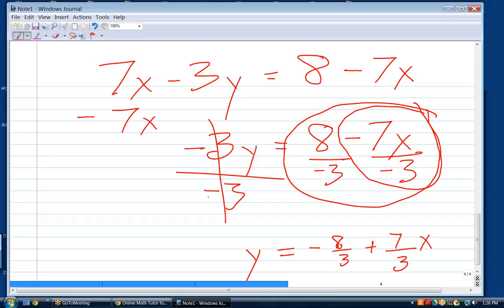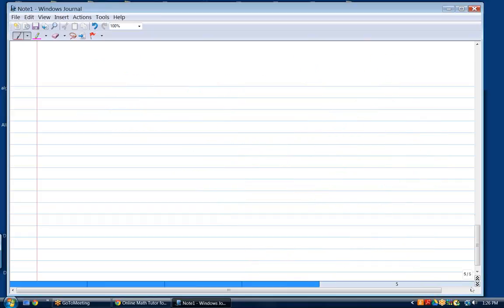Okay, let's do one more with two variables. This is going to involve factoring, which is good. This is a good place to introduce you to factoring. You and I haven't done much in the way of factoring, have we? Okay. Solve this for y.